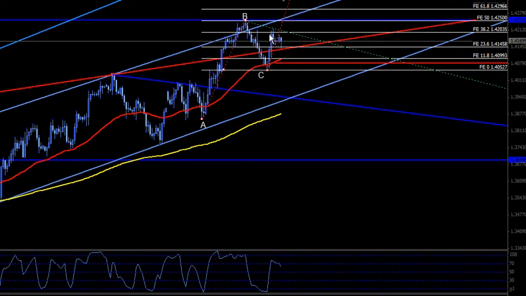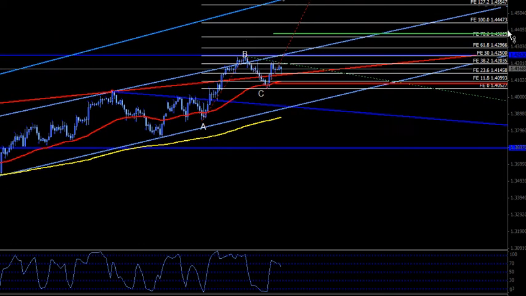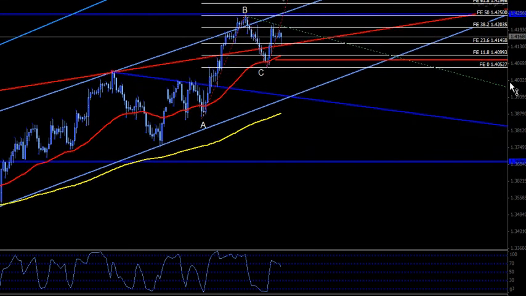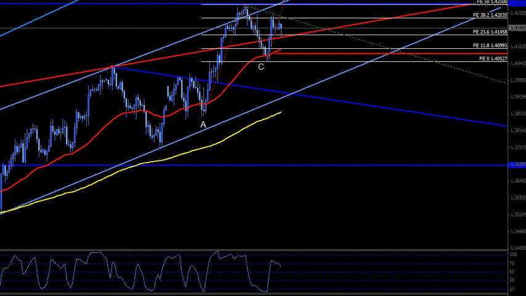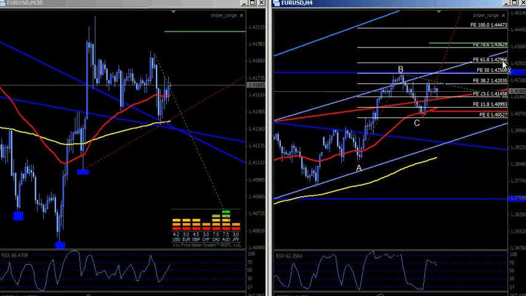So the actual AB equals CD target, the ultimate, of course each FE level is a target, but the ultimate is 44.47 approximately. Okay, we have this trend line coming up here that has held support. Alright, so the target on that is 44.47.